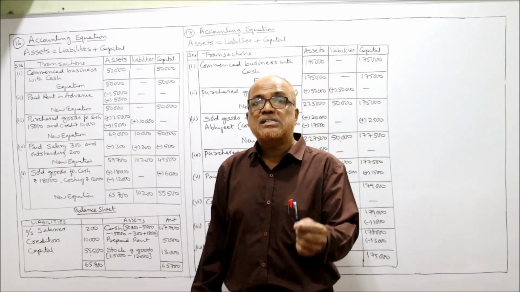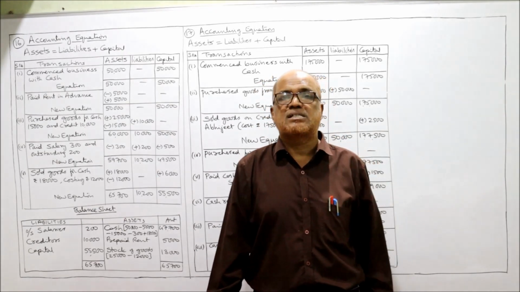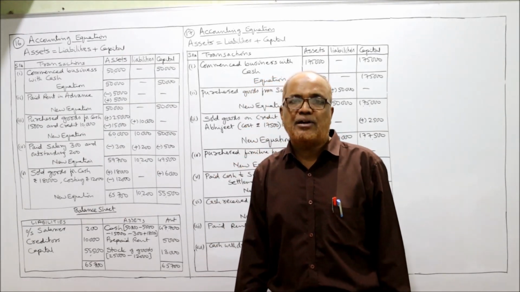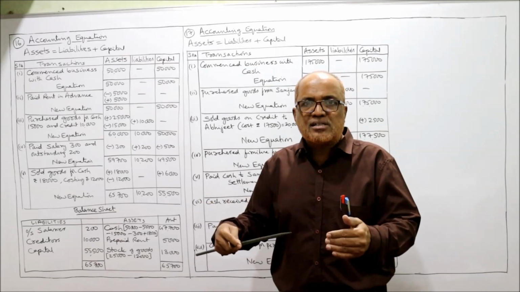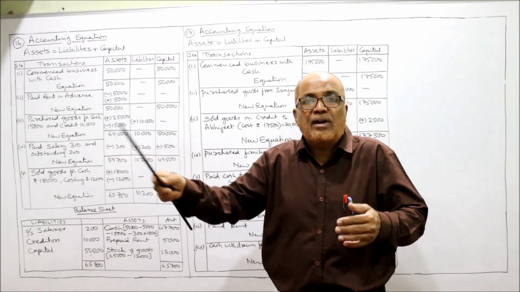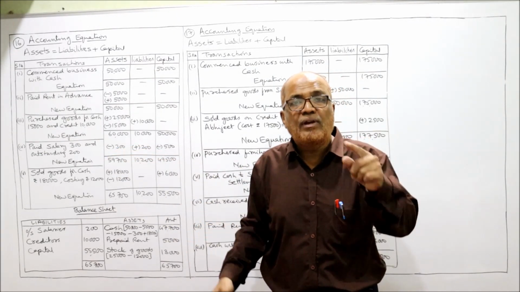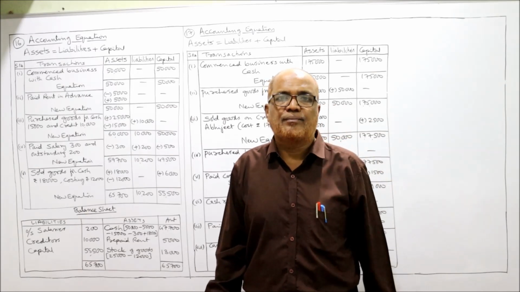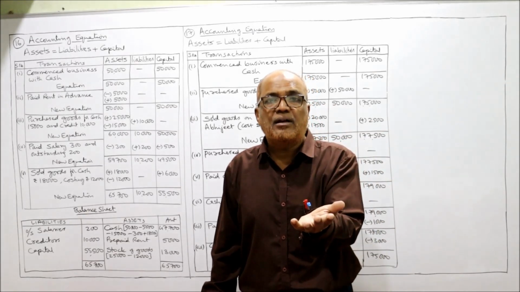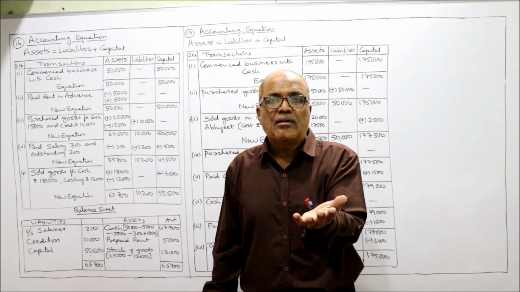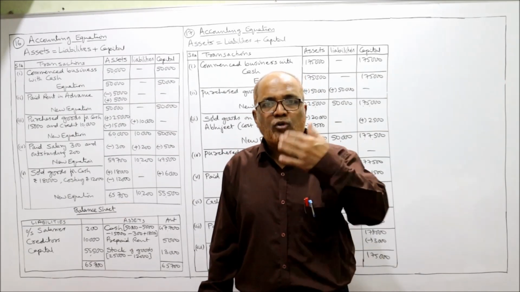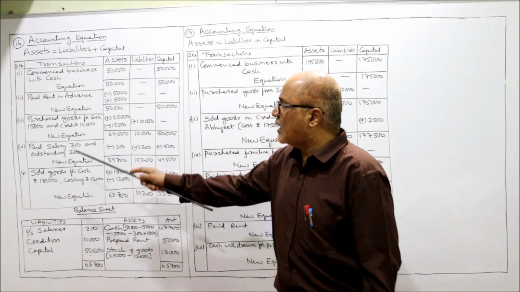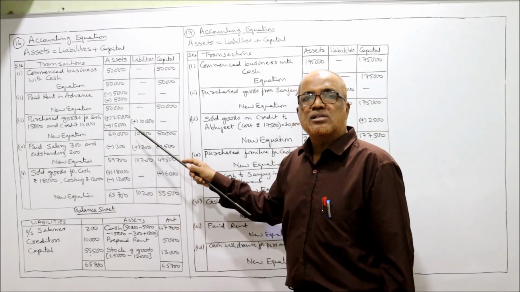And 10,000 rupees credit purchases. The credit purchase is a liability. We have purchased the goods from a supplier, but we have not paid the amount. We will pay the amount afterwards, so presently it becomes a liability. Creditor. The supplier is the creditor. We have to pay it afterwards. How much are the creditors? 10,000. So 10,000 is a liability.